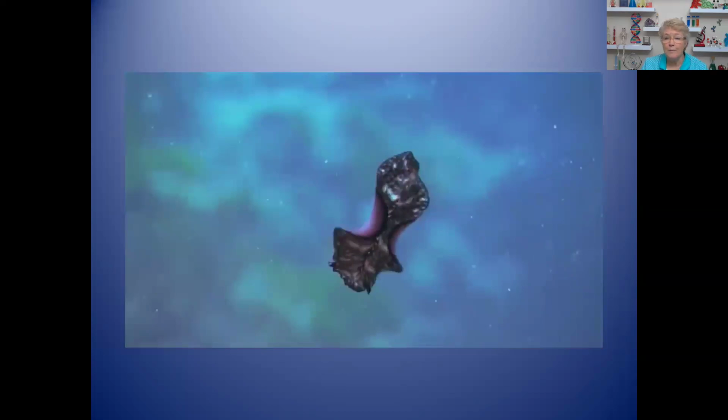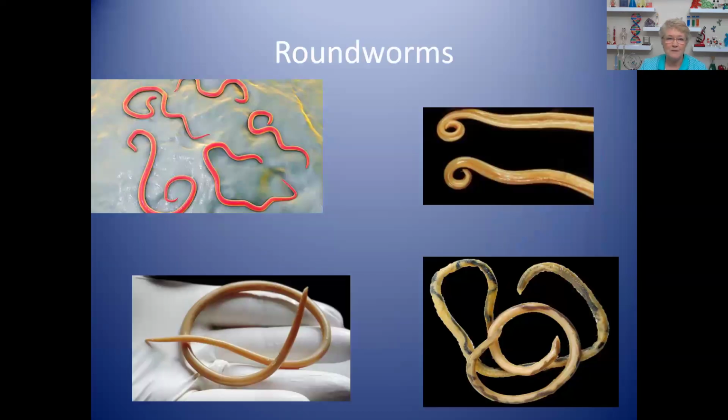So if you see a worm and it's pretty flat, it's a flatworm. Now, there are official names for flatworms, roundworms, and segmented worms, and we'll learn those. But for today, we're just getting a little introduction to these. So let's talk about roundworms next.